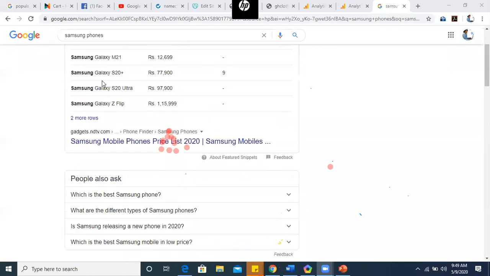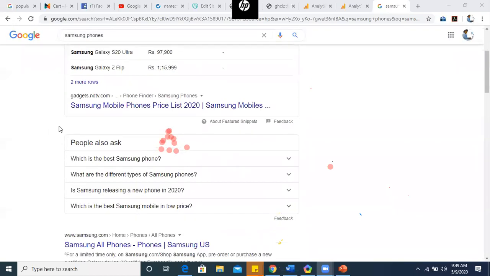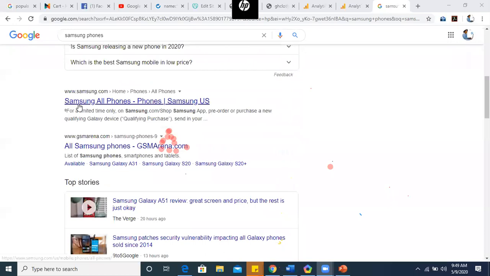Let me talk about the effect from here. Now, the company that gets first rank is Samsung company itself, Samsung.com, number one. Then number two is GSMArena, whatever that company is. And then we have videos and all of that.